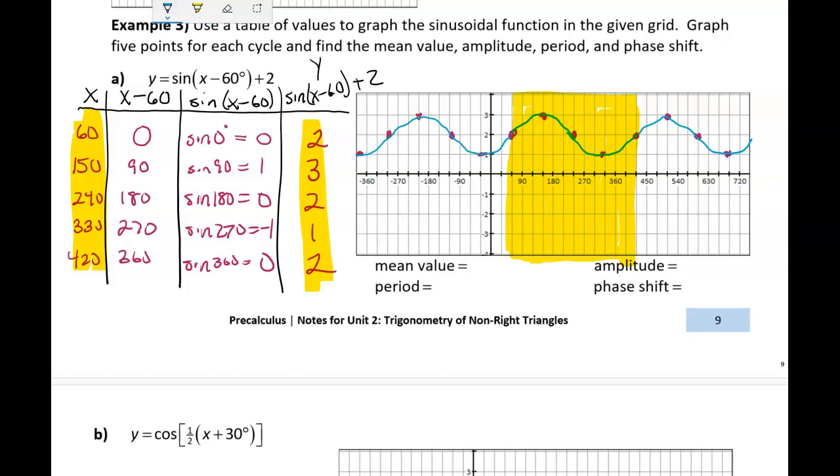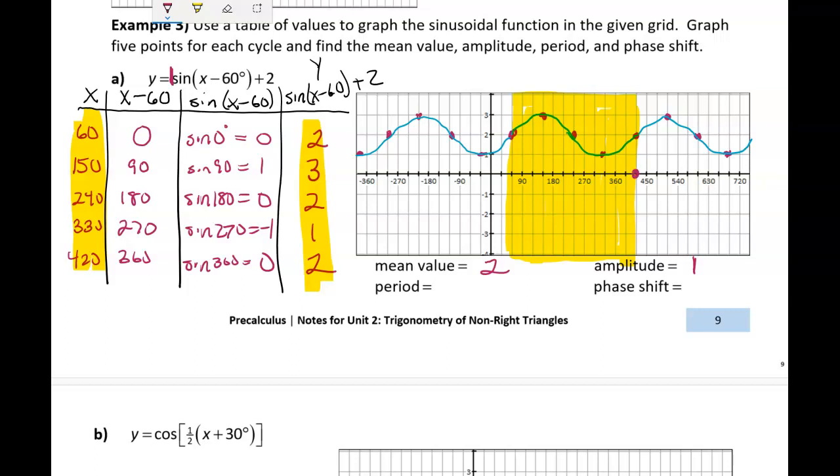So now let's get the attributes from this graph. The mean value of this graph is 2. Do you recognize that from the function? That's just the number that we were adding at the end of the sine function. And then the amplitude is 1. And I want to draw your attention to that. 1 is the number that's multiplying the outside of the sine function. It's a hidden coefficient.